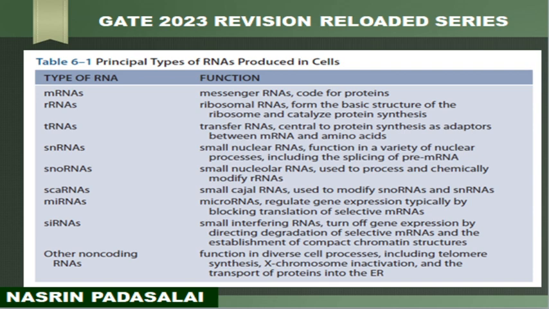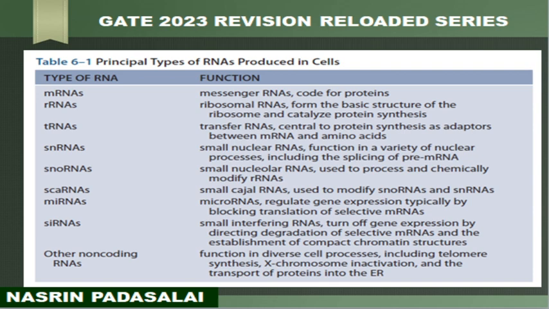Next is rRNA, also called ribosomal RNA, which forms the basic structure of the ribosome and also catalyzes protein synthesis. Next is tRNA, which is transfer RNA. These tRNAs are a central element in protein synthesis, acting as an adapter between mRNA and the amino acid.